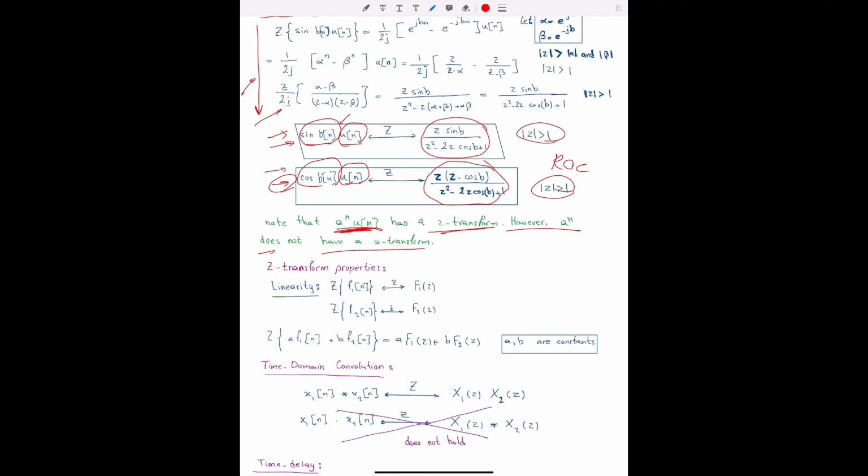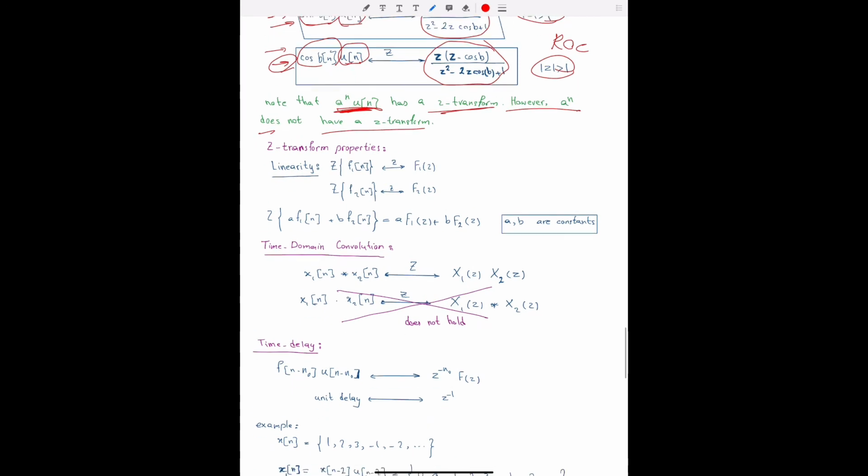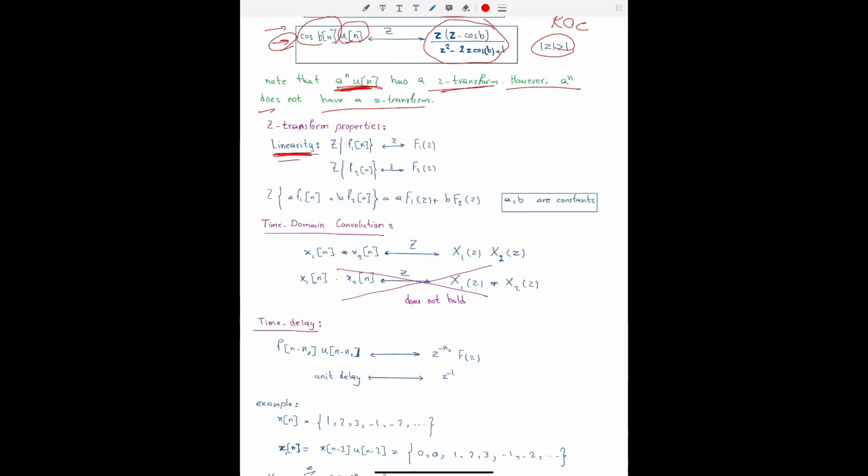Now let's look at some of the properties of the Z transform. The first one, similar to the Fourier transform, is linearity. If the Z transform of f1 is F1 of z and of f2 is F2 of z, then the Z transform of a times f1 of n plus b times f2 of n equals a F1 of z plus b F2 of z, where a and b are constants.